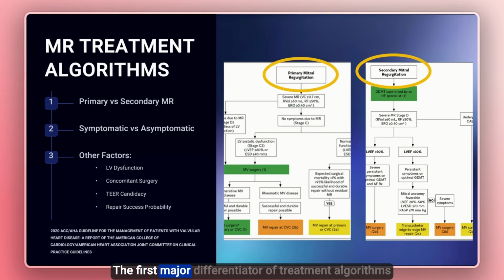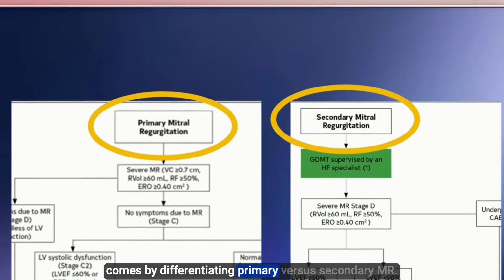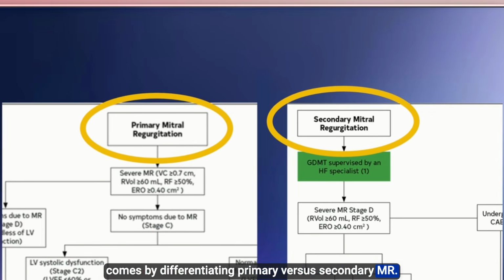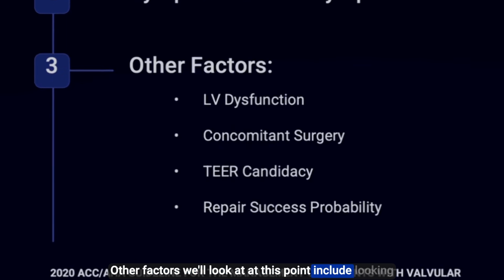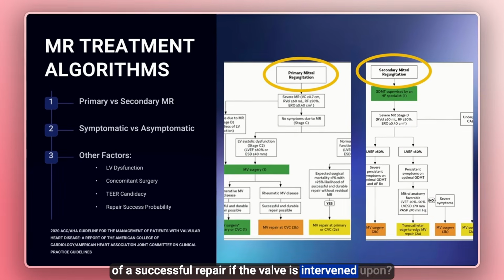The first major differentiator of treatment algorithms comes by differentiating primary versus secondary MR. These are completely different treatment algorithms here. The next step that you'll see in these algorithms is differentiating the symptomatic patient from the asymptomatic patient. Other factors we'll look at this point include looking at the degree of LV dysfunction. Are they having other cardiac surgery? Are they a candidate for transcatheter edge-to-edge repair? And then is there significant chance of a successful repair if the valve is intervened upon?